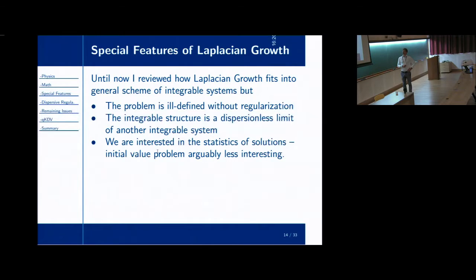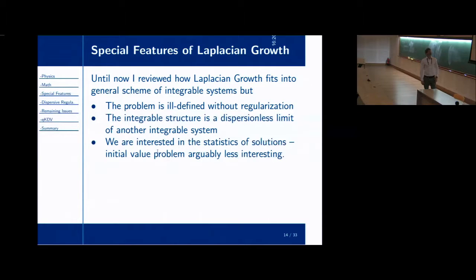Another feature of Laplacian growth, in a physical sense, that I've mentioned before, is that we're interested in the fractal dimension of these growing clusters. So we're not really interested in the initial value problem. We're not really interested in solving particular examples or simple initial conditions. We're more interested in random initial conditions and asking what is the most probable fractal dimension of the resulting cluster.